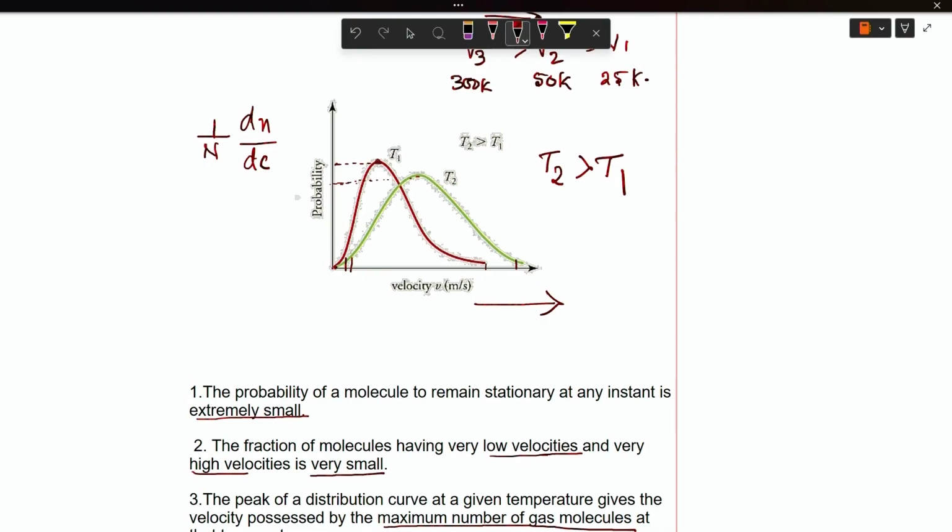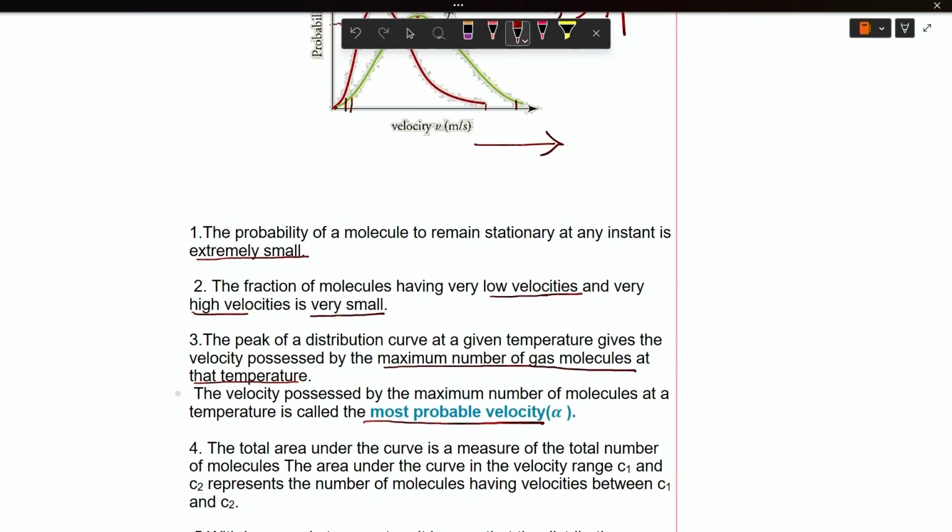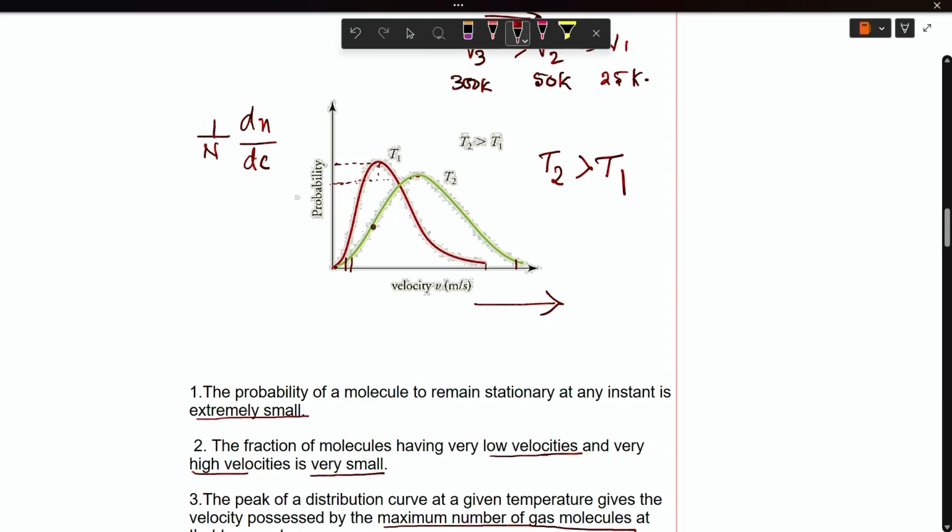This is showing the velocity possessed by the maximum number of molecules, because the peak is the topmost portion where we have the maximum number of molecules, and that velocity is at the peak. Now, the velocity possessed by the maximum number of molecules at a temperature is known as the most probable velocity, denoted by the Greek alphabet alpha. So, again I will repeat, the velocity possessed by the maximum number of molecules at a given temperature is known as most probable velocity.